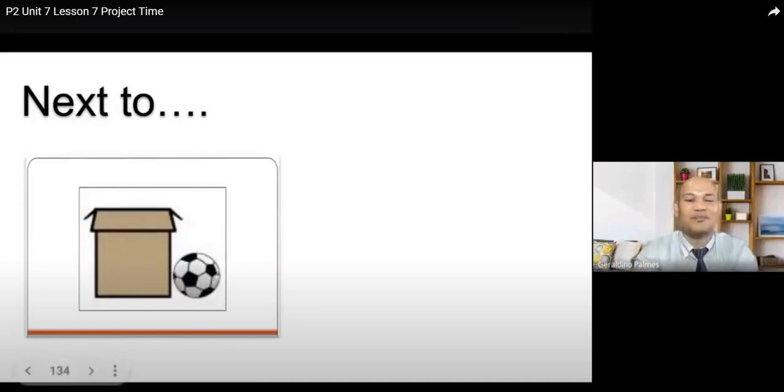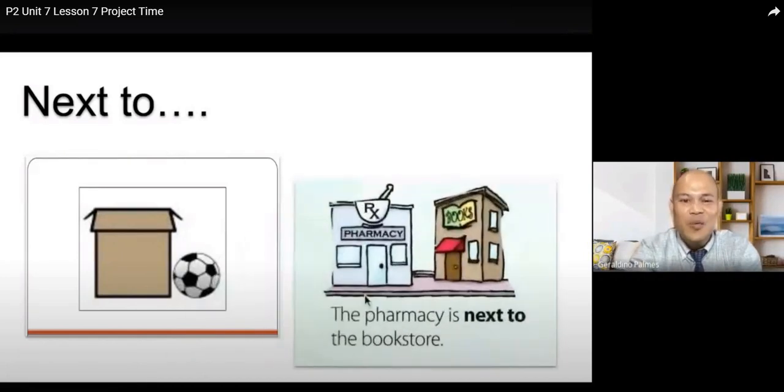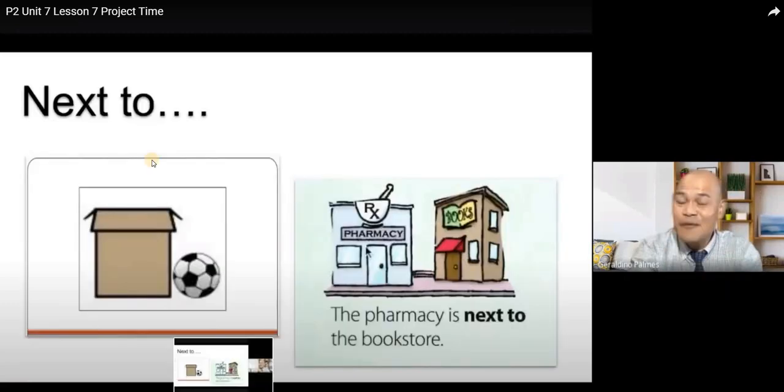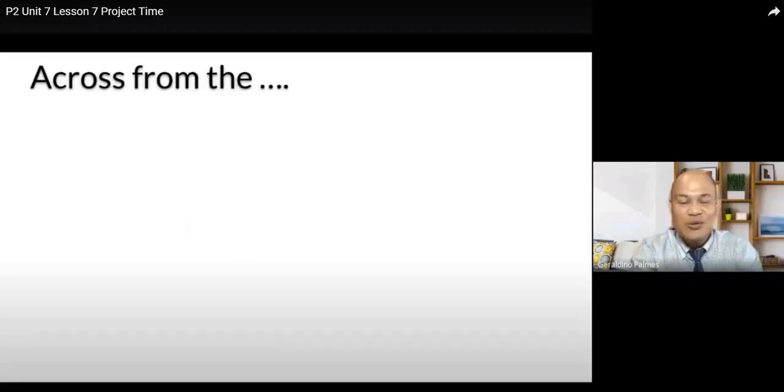Next two. What about this one? Where is the bookstore? The bookstore is next to the pharmacy. Very good. Where's the pharmacy? It's next to the bookstore. ทีนี้คำว่า next to ก็คือถัดจาก จะเป็นข้างซ้ายข้างขวาก็ได้ เราใช้คำว่า next to Pharmacy it's next to the bookstore. So in front of and then next to. Let's go to the third one.